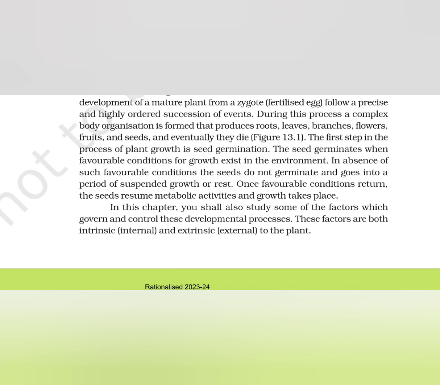The first step in the process of plant growth is seed germination. The seed germinates when favorable conditions for growth exist in the environment. In the absence of such favorable conditions, the seeds do not germinate and go into a period of suspended growth or rest. Once favorable conditions return, the seeds resume metabolic activities and growth takes place. In this chapter, you shall also study some of the factors which govern and control these development processes. These factors are both intrinsic and extrinsic to the plant.